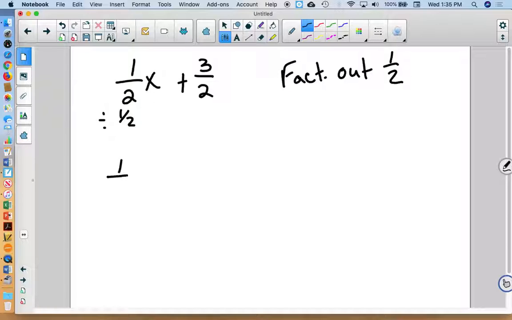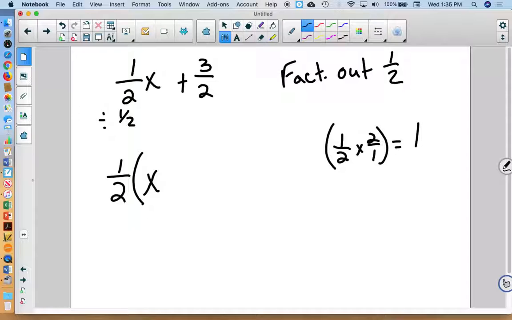I'm going to pull the 1/2 out. And if I remember, when I'm dividing fractions, I don't ever divide, but I multiply by the reciprocal. So I actually have 1/2 times 2/1. Well, what is that? That's 1. So I have 1x, or I'll just put x. Okay? And then I have to do the same thing with the other piece.